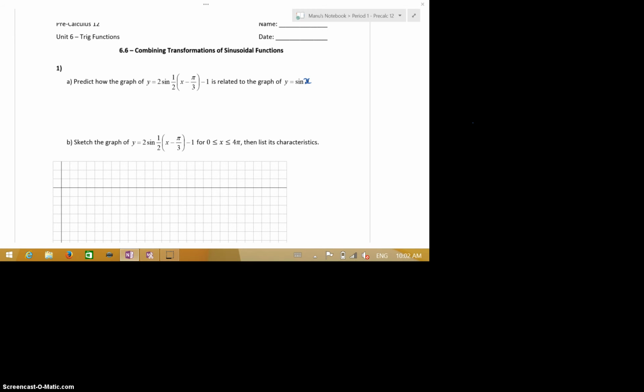Pi over 3 units, right? But before we look at translations, what's the first thing that we look at? Yeah, stretches, expansion and compression. So is there a vertical expansion? Yeah, by 2. So we have a vertical expansion by 2. So what does that mean? It means in a sinusoidal graph, our amplitude of the graph is going to be 2.